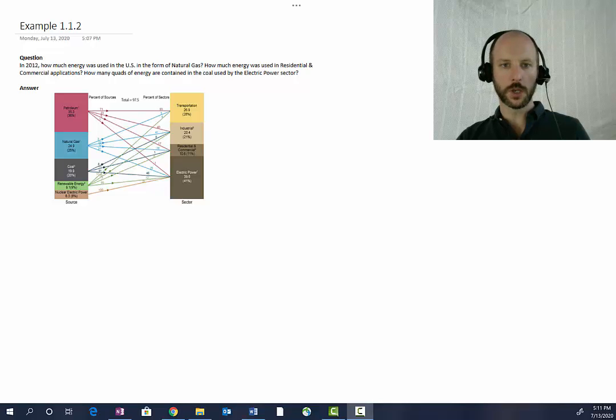Example 1.1.2. In 2012, how much energy was used in the United States in the form of natural gas? How much energy was used in residential and commercial applications? And how many quads of energy are contained in the coal used by the electric power sector?